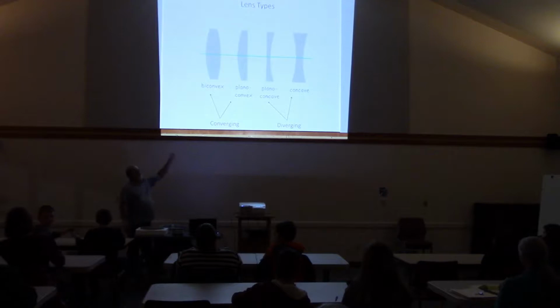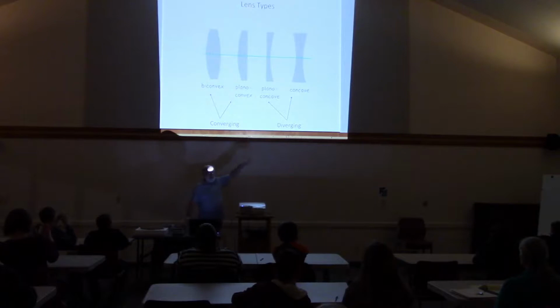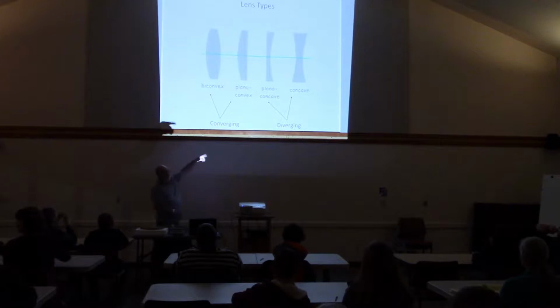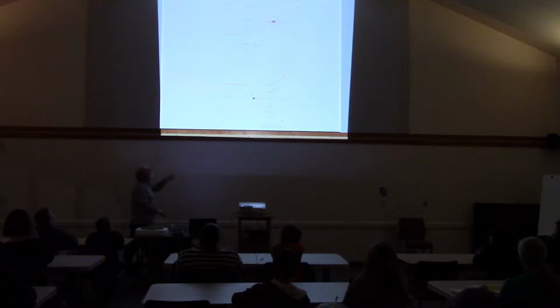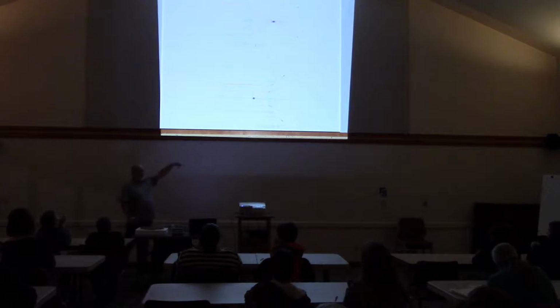Here are the lens types we find in telescopes: biconvex, plano-concave, and concave. These are converging, those are diverging. By that we mean if it's convex, it bends the light rays together. The light rays all converge at one point. That point is the focal length. If it's concave, it spreads them out. You have diverging light rays.